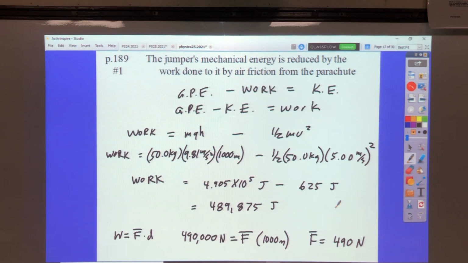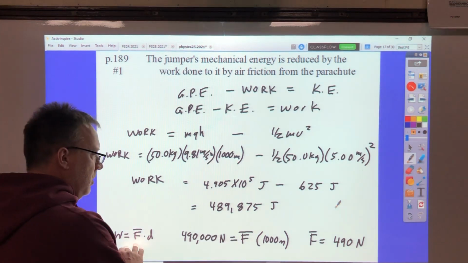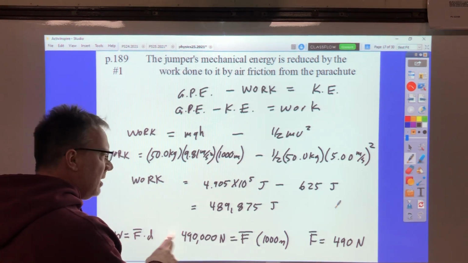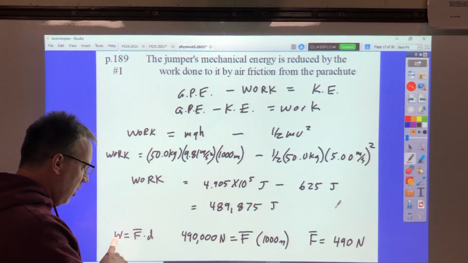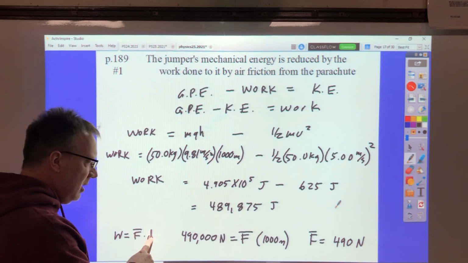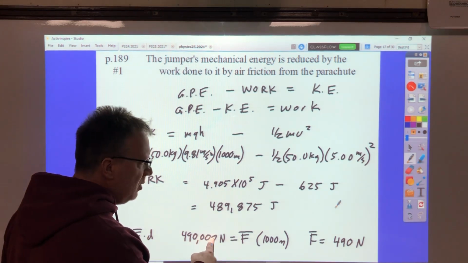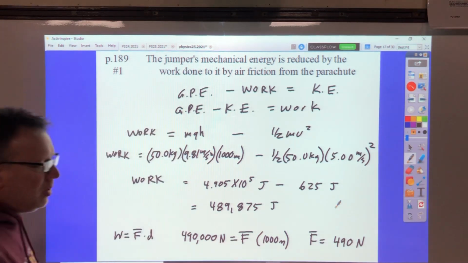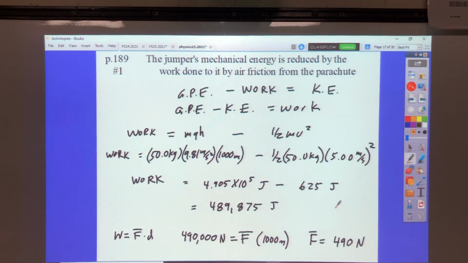Now we want the power. Or we want the average force, I guess, not the power. Work is average force times distance, so you just take 490,000 joules, more or less, divided by 1,000 meters, and it comes out to be 490 newtons.